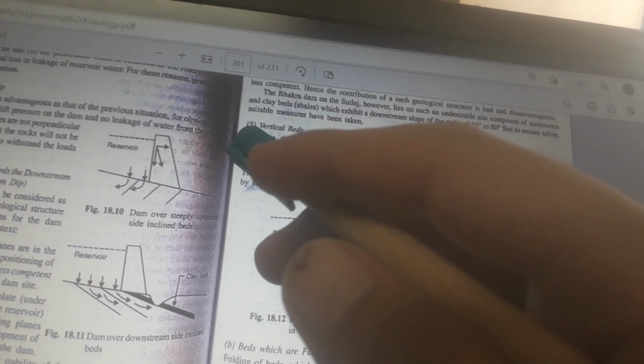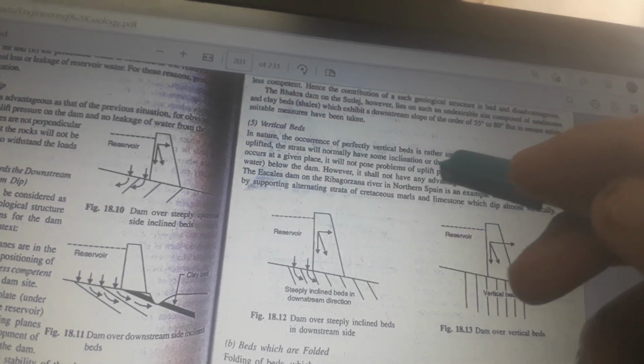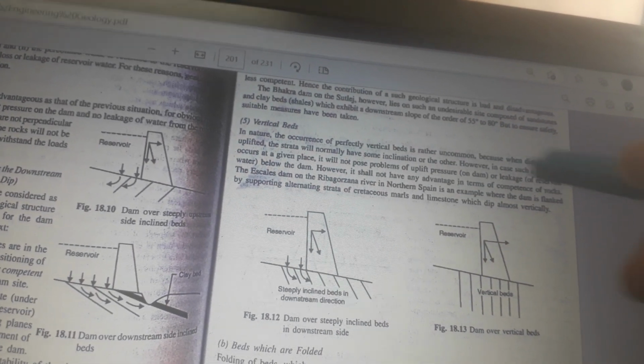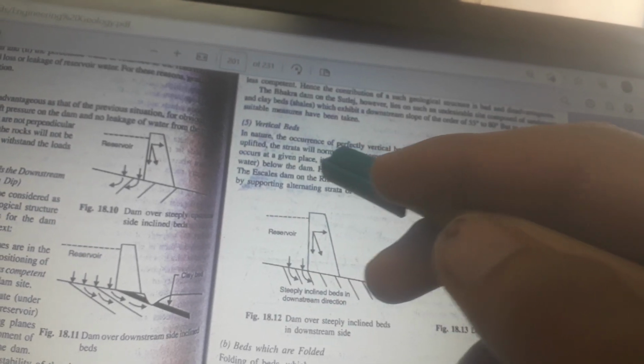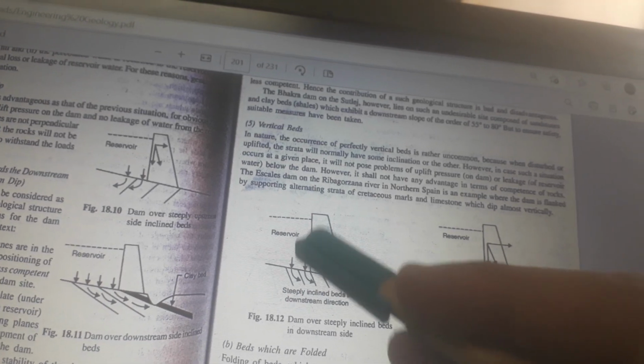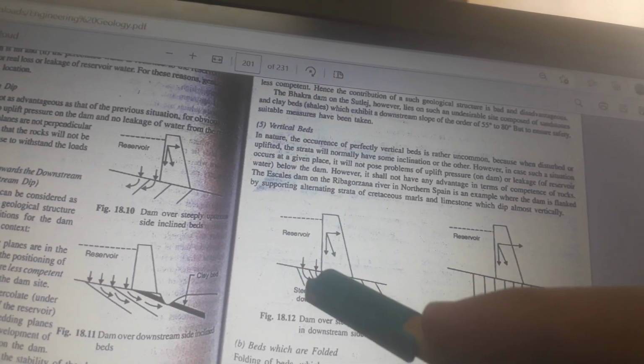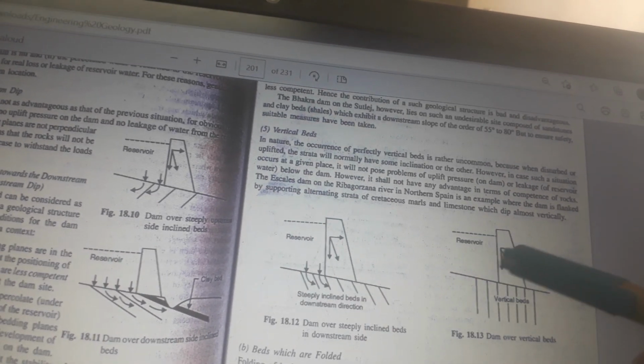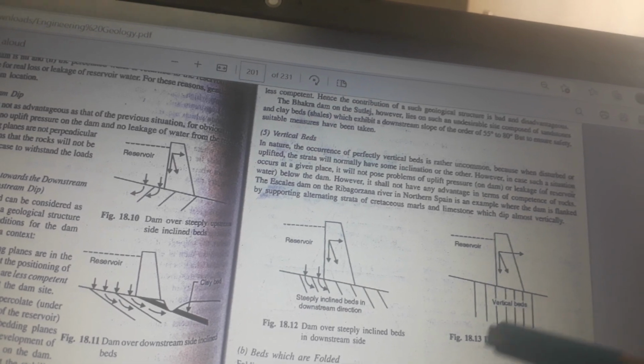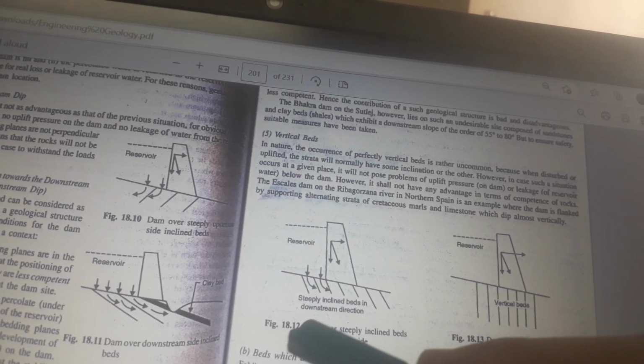Vertical beds. In nature, the occurrence of perfectly vertical beds is rather uncommon, because when undisturbed or uplifted, the strata will normally have some inclination or the other. This is reservoir. These are the arrows. This is vertical beds. This is dam of vertical beds. This is dam of steeply inclined beds in downstream sites.